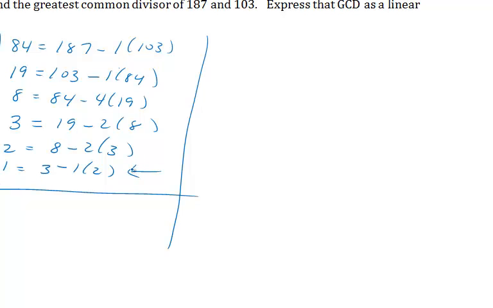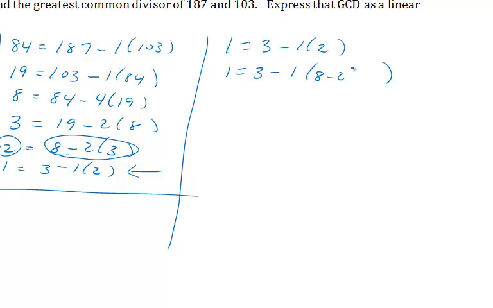So we're going to start with this equation: 1 equals 3 minus 1 times 2. And then we're going to replace 2 with this expression. 1 equals 3 minus 1 times, new name for 2 is 8 minus 2 times 3. Okay, and we want to combine the 3's. So we get 1 equals 3 plus 2 more, so that's 3 times 3 minus 1 times 8. And again, you can verify 3 times 3 is 9, minus 8 is 1. Okay. So we finished with that.